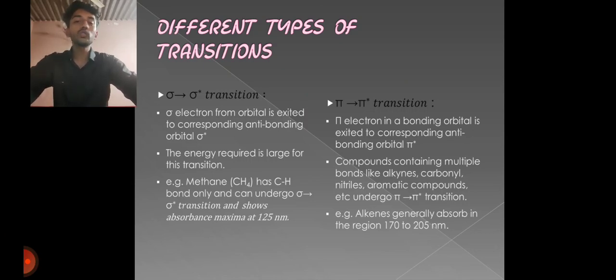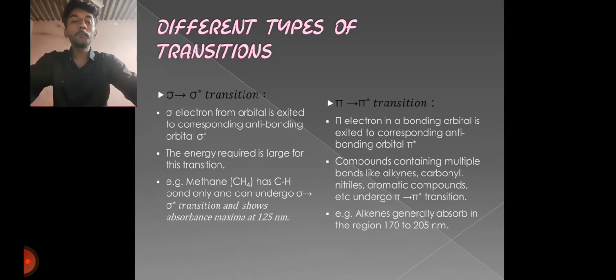First, coming to the sigma to sigma star transition. A sigma electron from the bonding orbital is excited to the corresponding anti-bonding orbital, sigma star. The energy required for this transition is large. For example, methane has only C-H bonds and can undergo sigma to sigma star transition, and shows absorbance maximum at 125 nanometer.